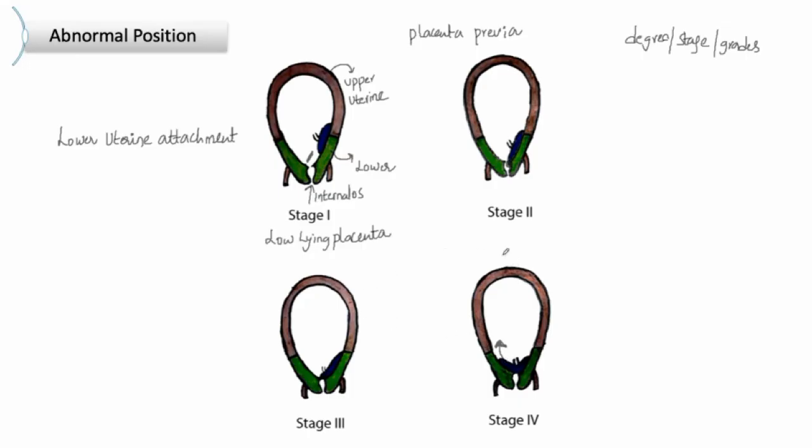Stage 1 is low lying, stage 2 is marginal because it is just reaching the margin of the internal os. Stage 3 is partial because it is partially covering the internal os, and stage 4 is total because it is totally covering and reaching the opposite side of the lower uterine segment. So these are the different stages of placenta previa based on the abnormal position of the placenta. So we are done with the 4 parts: abnormal number, abnormal position, abnormal attachment of the umbilical cord, and the abnormal structure.